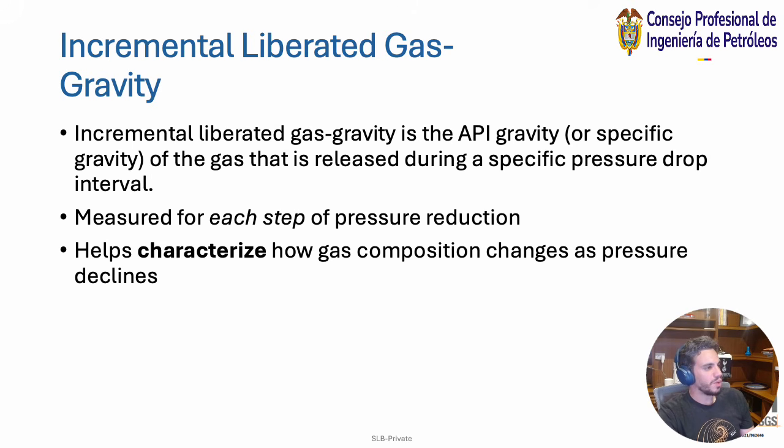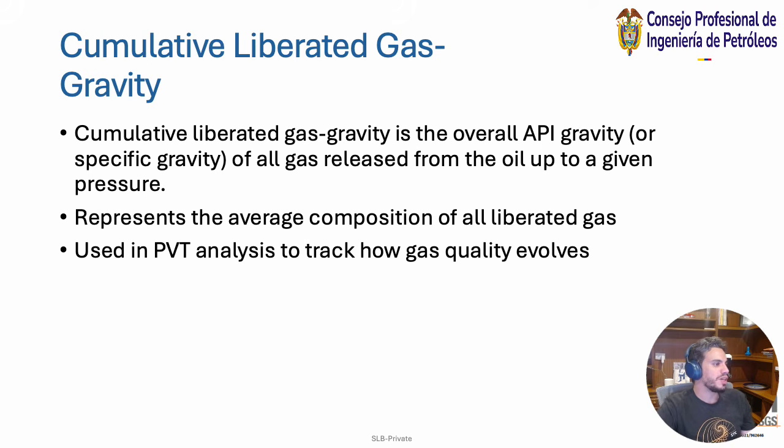And finally, we can go to the cumulative liberated gas gravity, and that is the overall API of all gas released from the oil up to a given pressure. It represents the average composition of all liberated gas, and it is used in PVT analysis to track how gas quality evolves, right?